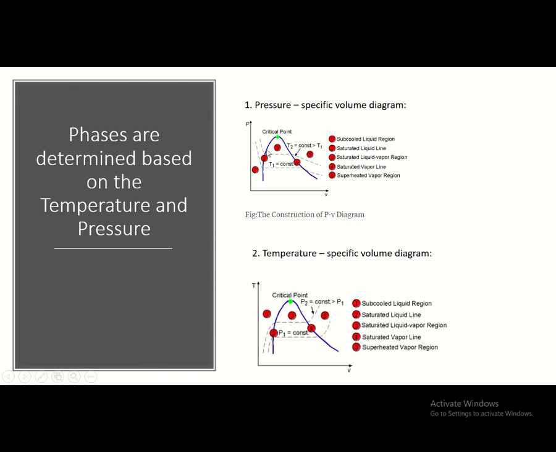On the left of the critical point here, it is called the saturated liquid line, and on the right is called the saturated vapor line. Any value between these two lines, inside this region, is called the saturated mixture, with X standing for the quality of the mixture. Then we have region number 5 here. It stands for the superheated vapor region.